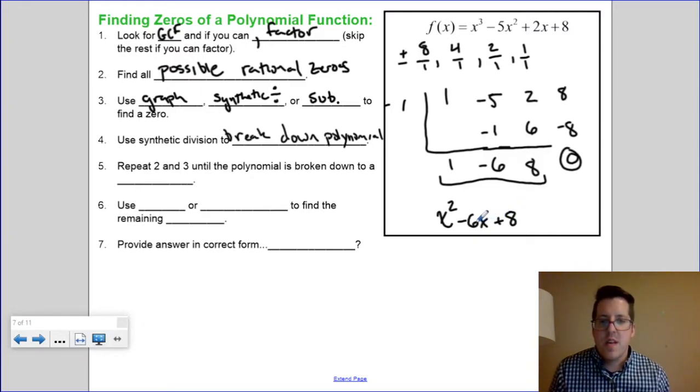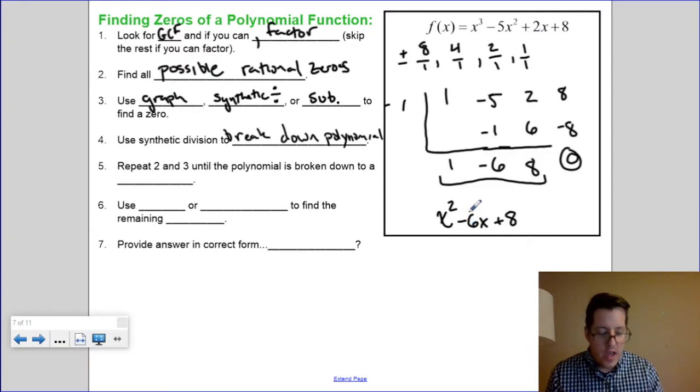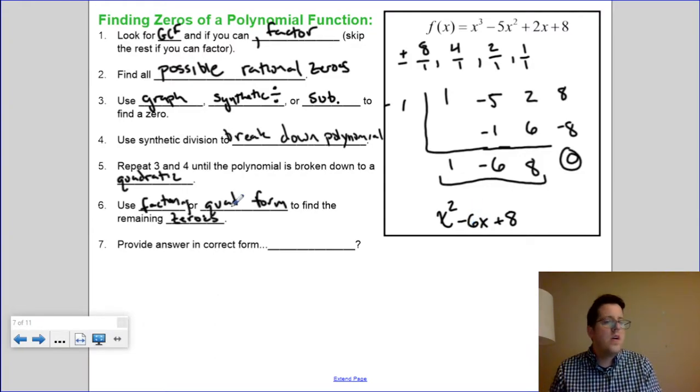Now you want to repeat steps 3 and 4 until the polynomial is broken down to a quadratic. Once you have a quadratic, you can use factoring or the quadratic formula to find the remaining zeros. Then you want to provide your answer in the correct form. The reason this is highlighted is because some questions will ask you for zeros and some questions will ask you for factors.